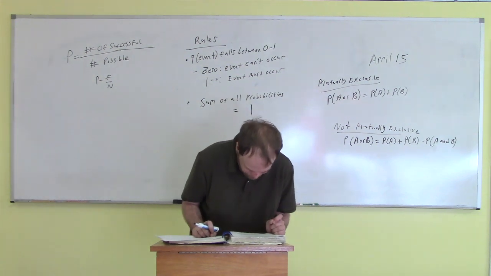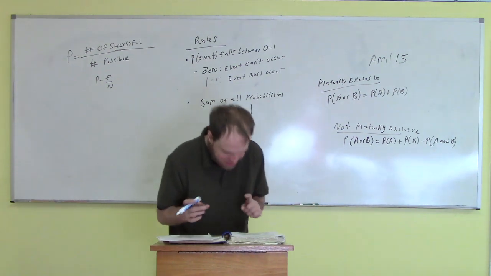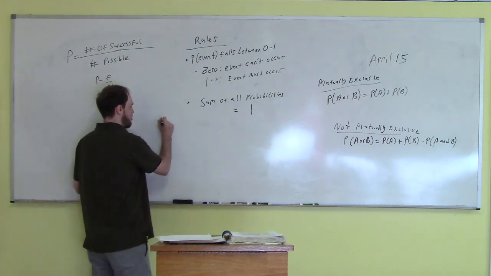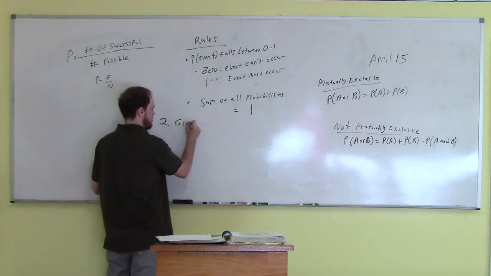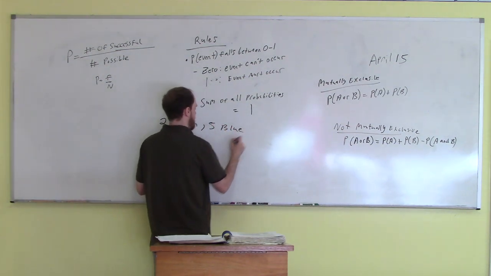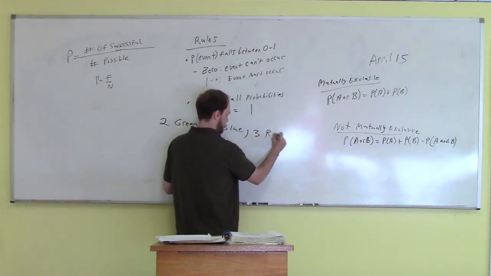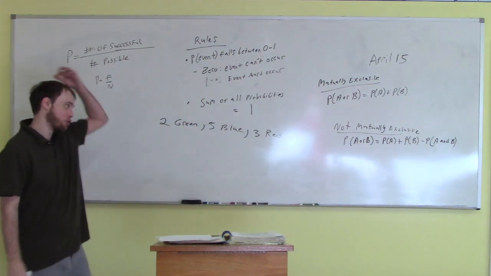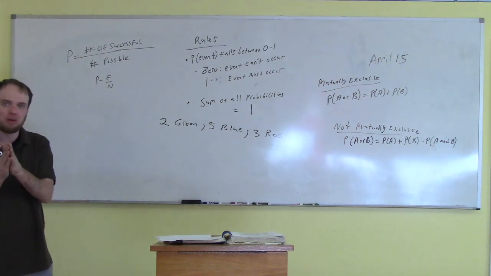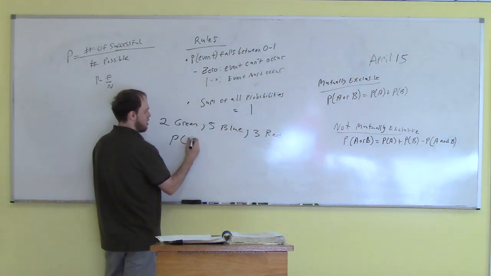And so how you do mutually exclusive ones is you're going to be adding the events together. And so let's just look at a couple. If I did up here on the board 2 green, 5 blue, and we'll do 3 red. So those are my marbles. I have 2 green marbles, 5 blue marbles, and 3 red marbles. Okay? If I just want to know the straight probability of one of them. So if I just wanted to know what P of blue would be.